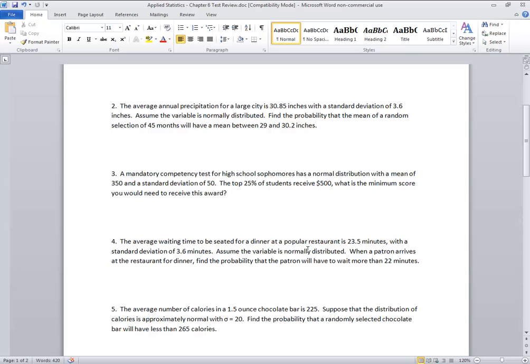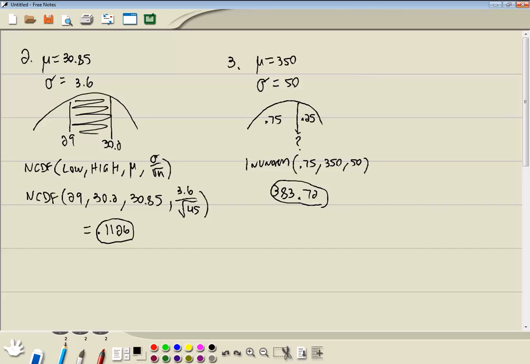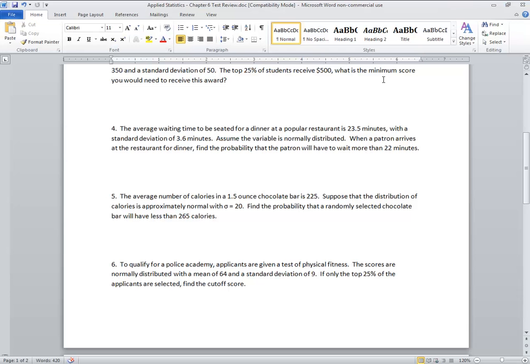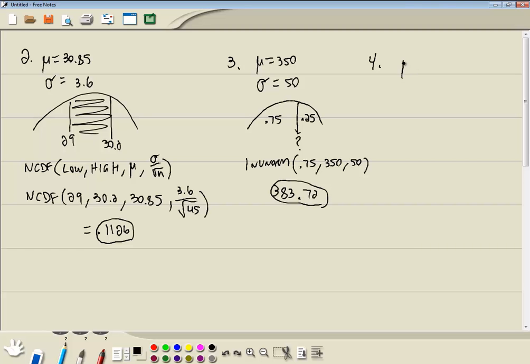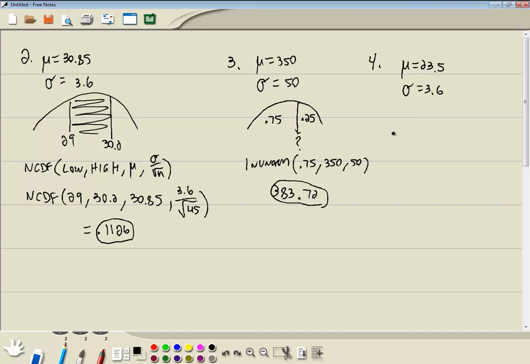Okay, number 4. The average waiting time to be seated for dinner at a popular restaurant is 23.5. So mean is 23.5 with standard deviation of 3.6. So sigma is 3.6. Assume the variable is normally distributed. When a patron arrives at the restaurant, find the probability the patron will wait more than 22 minutes. Okay, so we've got 22 and more than. We're shading this way.